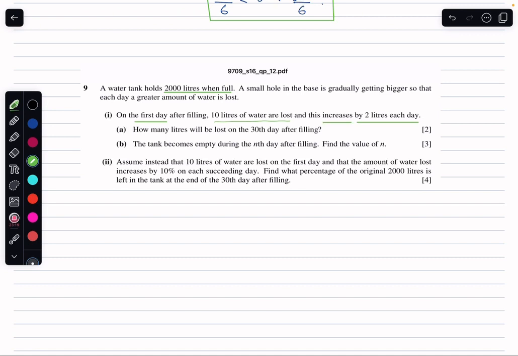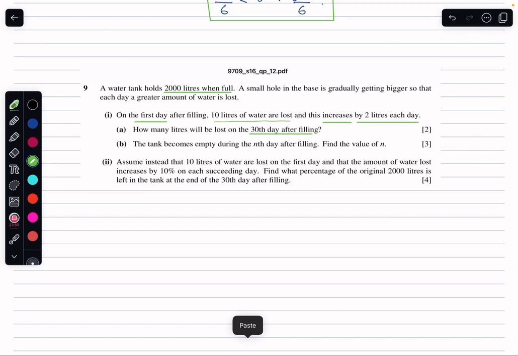So first day it's 10 liters, and each following day the loss increases by 2 liters, and so on. Part A says how many liters will be lost on the 30th day after filling. To get this answer, they have given us the volume of the tank, which is 2000 liters when full. So that gives us the total capacity of the tank.